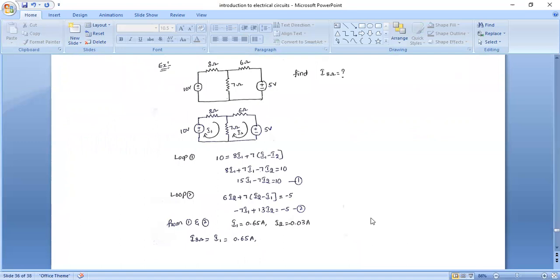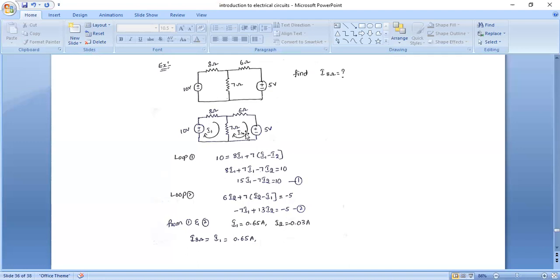Let's see an example for the mesh analysis. This is the example for the mesh analysis, and the question is asking to find the current through the 8 ohm resistor. To analyze it, the first step is to identify the meshes. In this given circuit, we have 2 meshes. The second step is to assign the mesh currents. This I1 is the first mesh current and I2 is the second loop current.